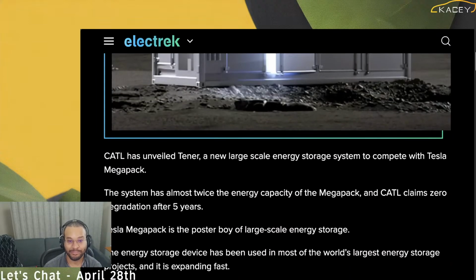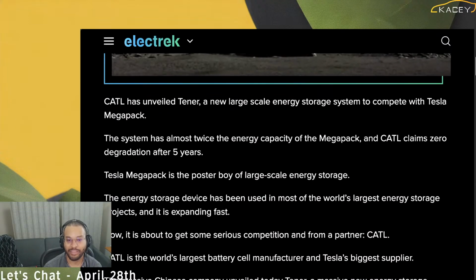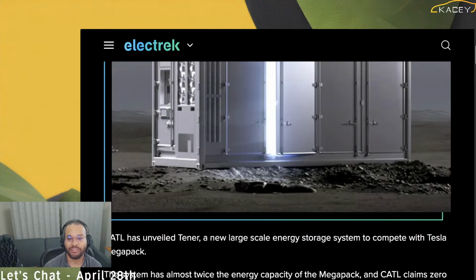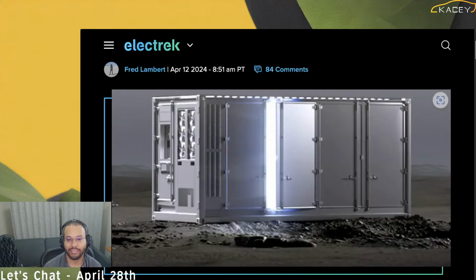Look at this. They've unveiled TENER, a new large-scale energy storage system to compete with Tesla Megapack, and you see it follows the same basic principle as Megapack. It's based on a 20-foot equivalent unit, basically a shipping container. The cooling looks different than theirs. Okay. I don't even know what's in that door there, or that apartment cubby. See what looks like more ventilation.